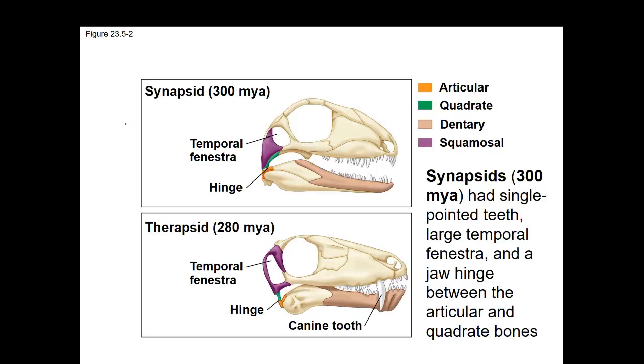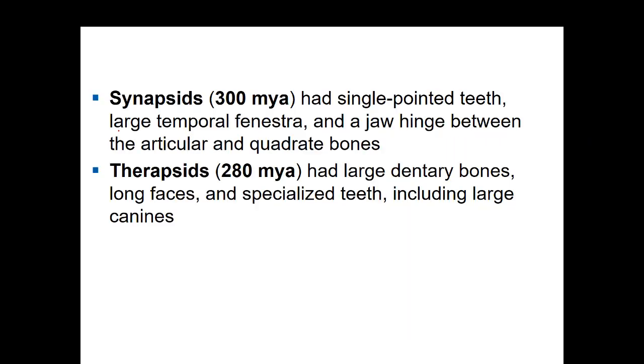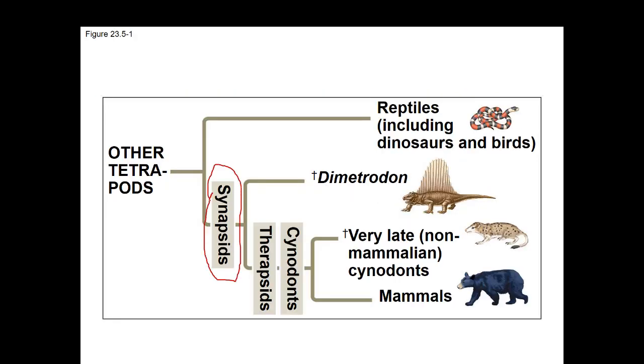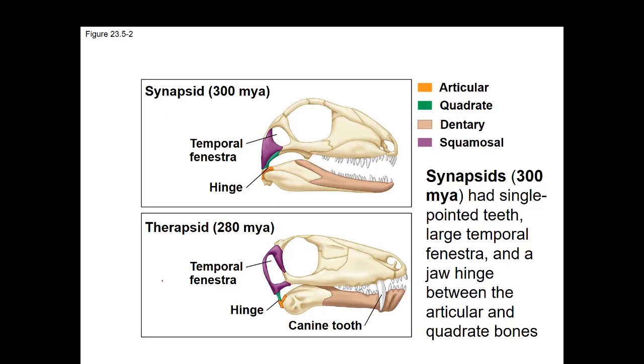So if we look at the fossil records of the skulls of some of these organisms, going over here, the synapsids, and then they break off into the therapsids and cynodonts. So synapsids had these single pointed teeth, right? All the teeth are about the same length. They had a large hole here called a temporal fenestra. They had a hinged jaw, so we can deduce by their teeth and by the fact that they have a hinged jaw that they probably were predaceous, right? They were eating meat. These teeth aren't really meant for consuming plants or anything like that.